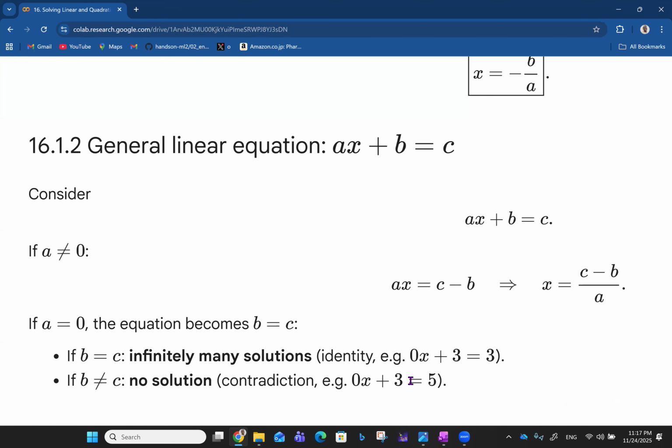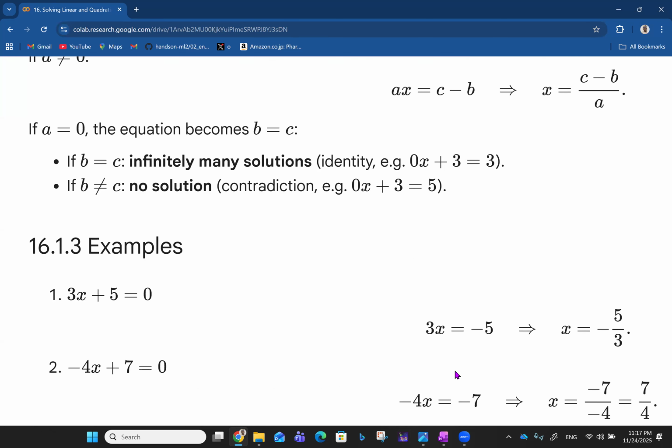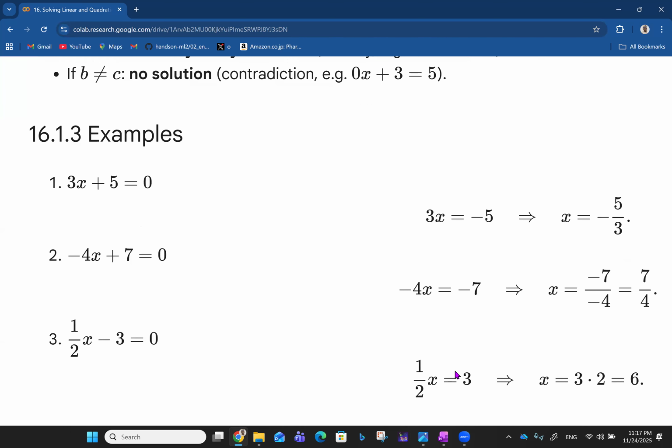So 0x plus 3 will be 5. And that will be a contradiction. So there's no solution in that regard. So let's look at some very simple examples.